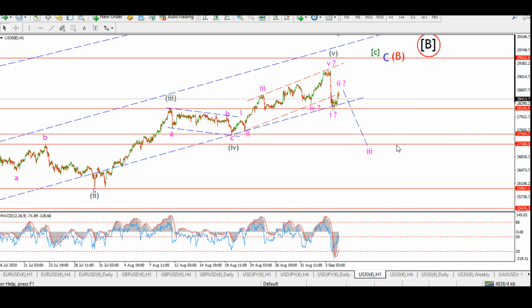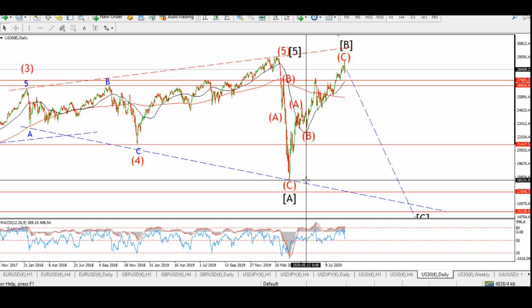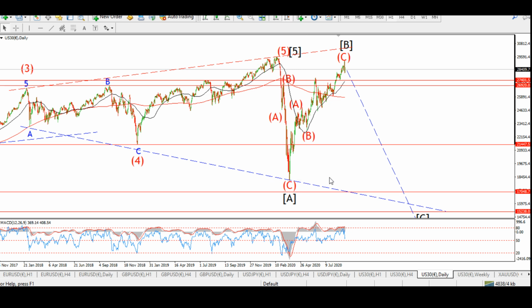Now it's a large degree wave C, and this large degree wave C should carry us a long, long way down, possibly down towards, you could see this trumpet pattern here on the daily chart, possibly down towards that 15,000 level. So that's a long way down. The minimum target would be around that wave A low, so about the 18,000. Let's see how that goes.